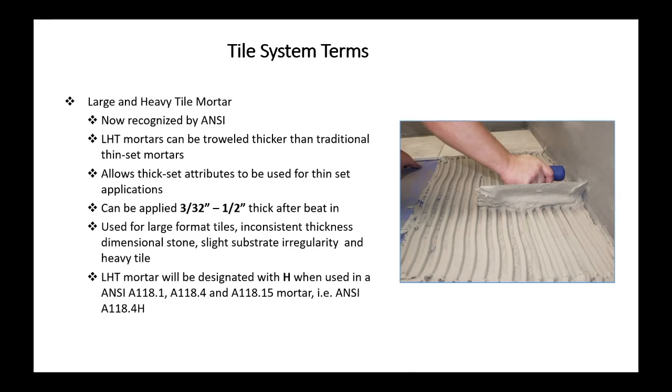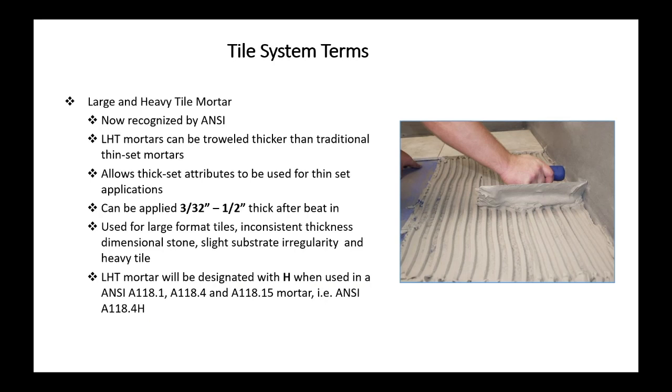It's a new term in the industry called large and heavy tile mortar. It is now recognized by ANSI. So what used to be called a medium bed is now called large and heavy tile mortar. The LHT mortars can be troweled thicker than traditional thin set mortars, even though it's still considered a thin bed. This allows for thick set attributes when used in a thin set application.